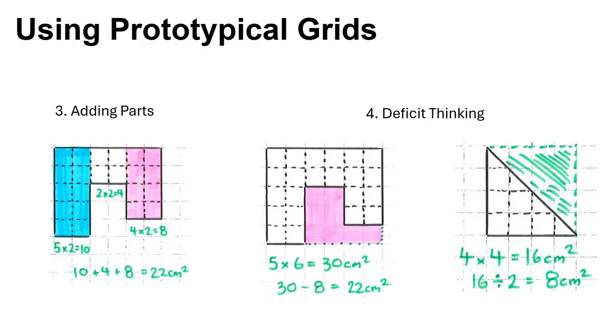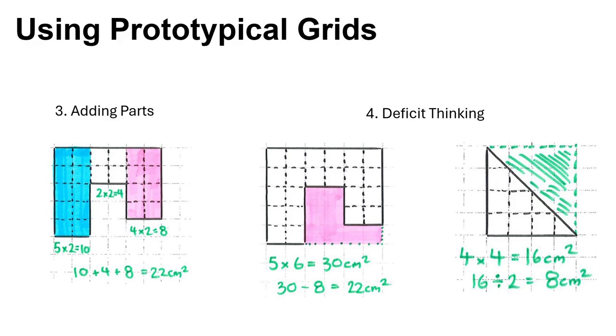Something that students and teachers aren't thinking about, and I'm really surprised when I talk to teachers about area, is they're not using deficit thinking. It's such a great tool. So what I like to tell my students is, all right, if you have an irregular shape, make it into either a square or a rectangle, and then subtract what is missing. So for example, we've got 5 times 6 is 30 centimeters squared. We take away 8 centimeters squared. We have 22 centimeters squared.